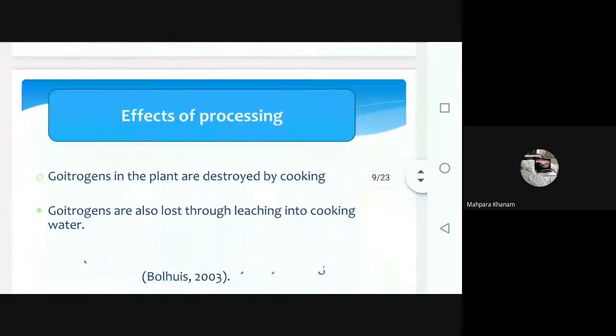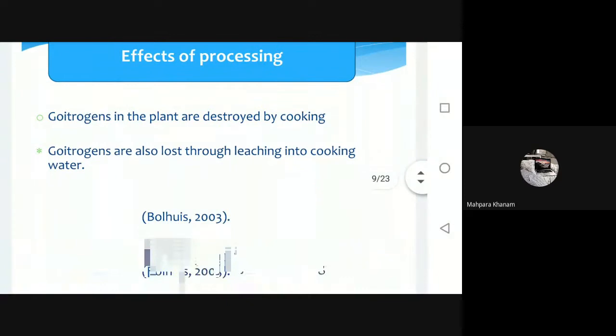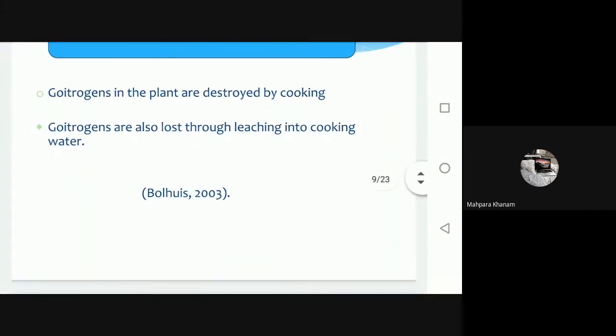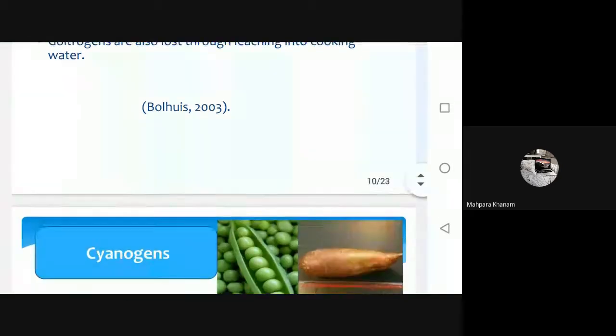During processing, if you process your food properly, these goitrogens are destroyed. Sometimes if you wash them in hot water, some of the goitrogens are lost as well. They are also lost through leaching into the cooking water.